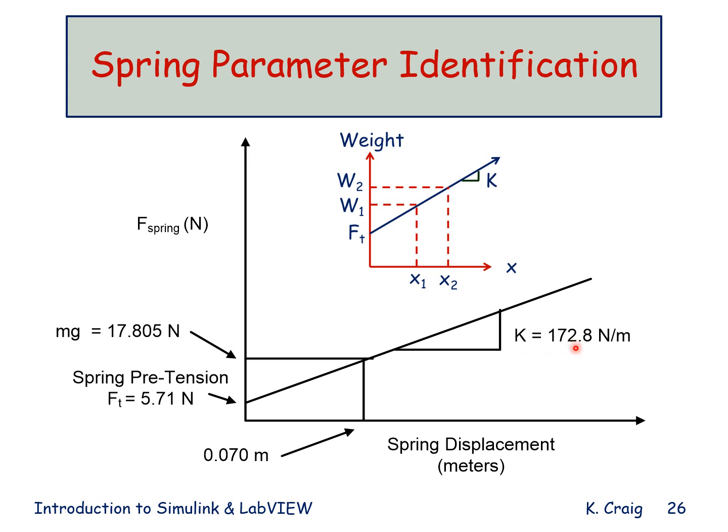The spring constant is measured to be 172.8 newtons per meter. It intersects the force axis, the spring force axis, at 5.71 newtons, which is the spring pretension. And when the mass is hanging from the spring, displacement is 0.070 meters, which is the static stretch of the spring. And the spring force at that static stretch supports the weight, mg, 17.805 newtons.